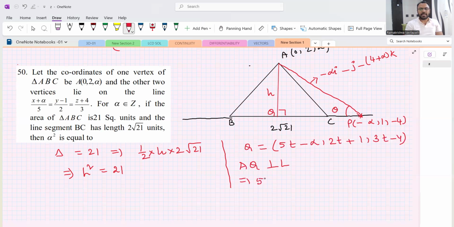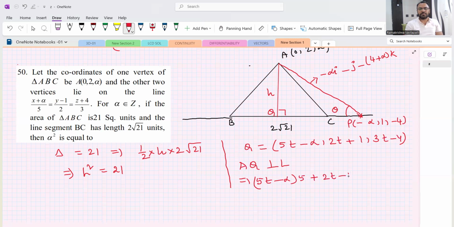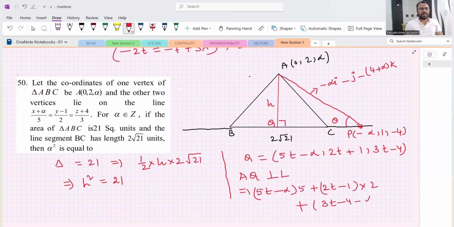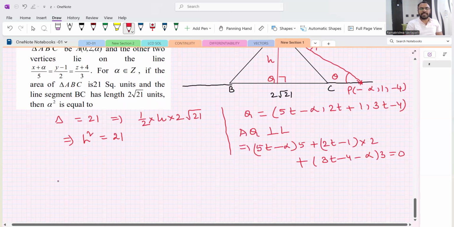Therefore, (5t minus alpha) into 5 plus (2t minus 1) into 2 plus (3t minus 4 minus alpha) into 3 equal to 0. So that we have to find out t in terms of alpha.